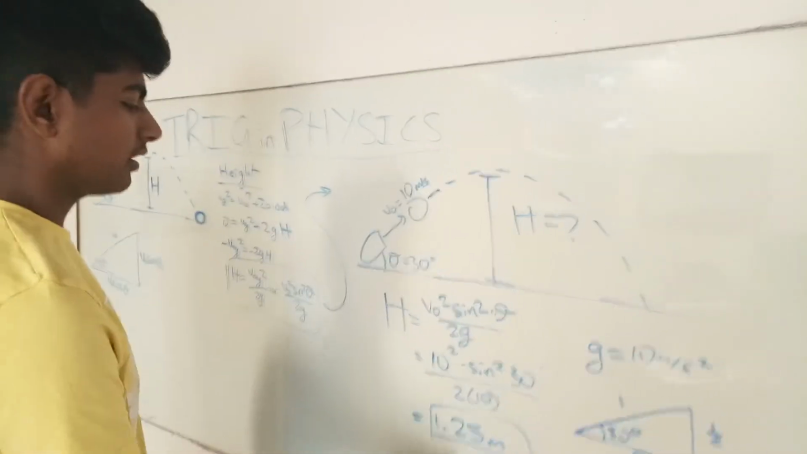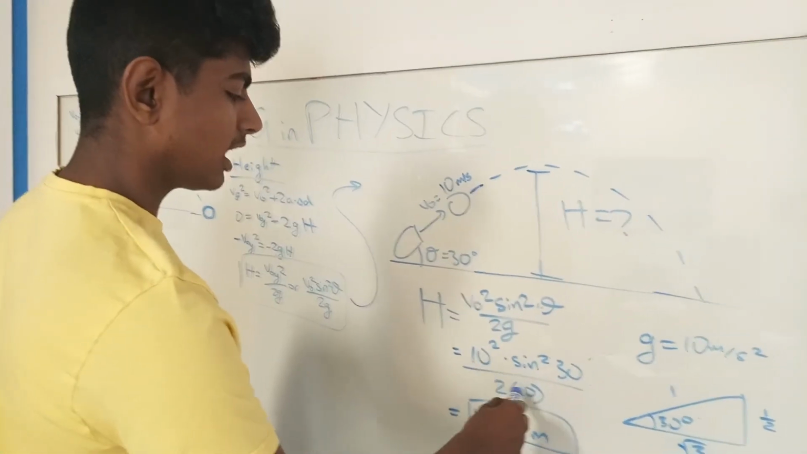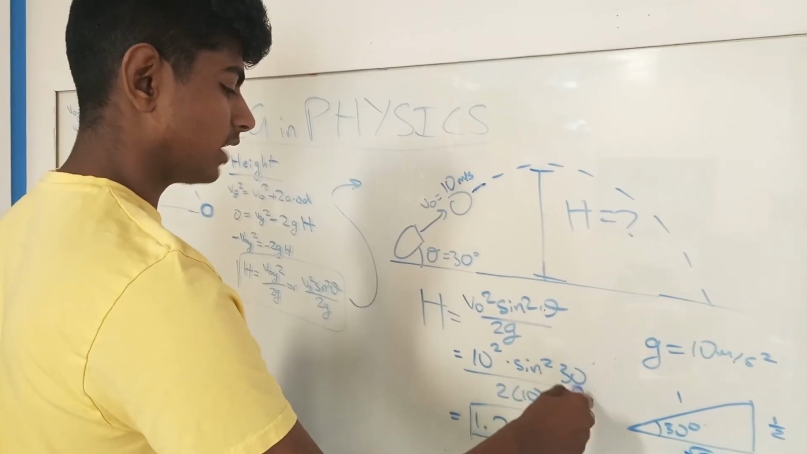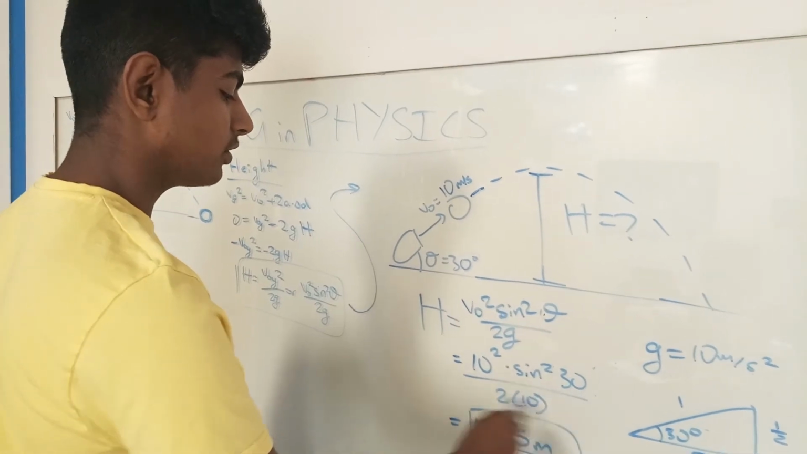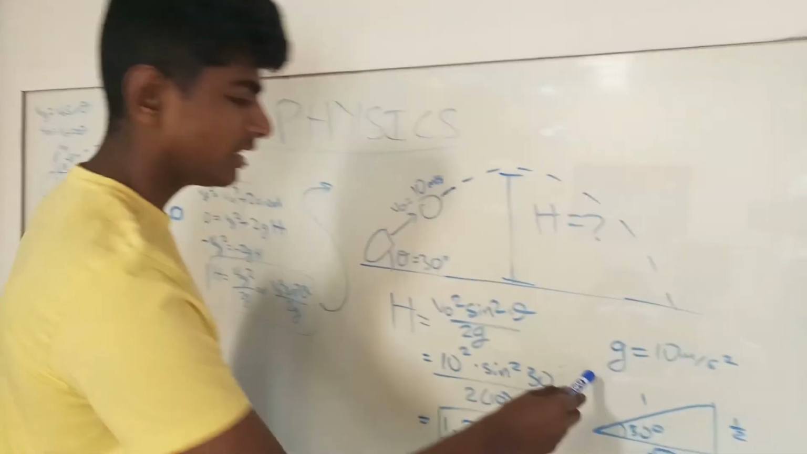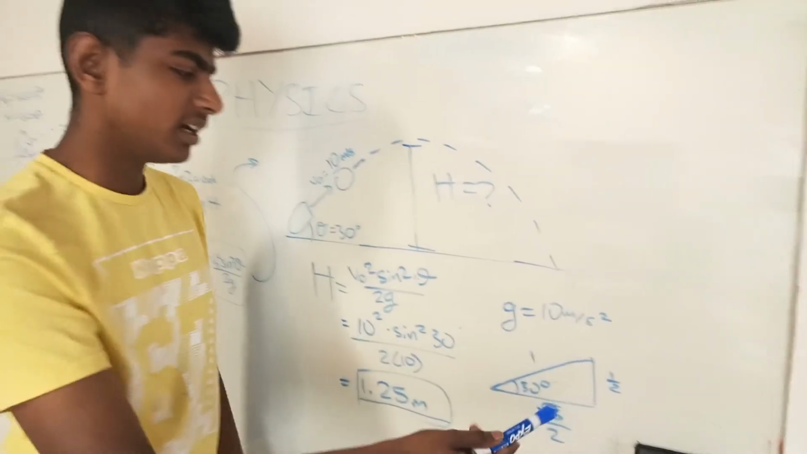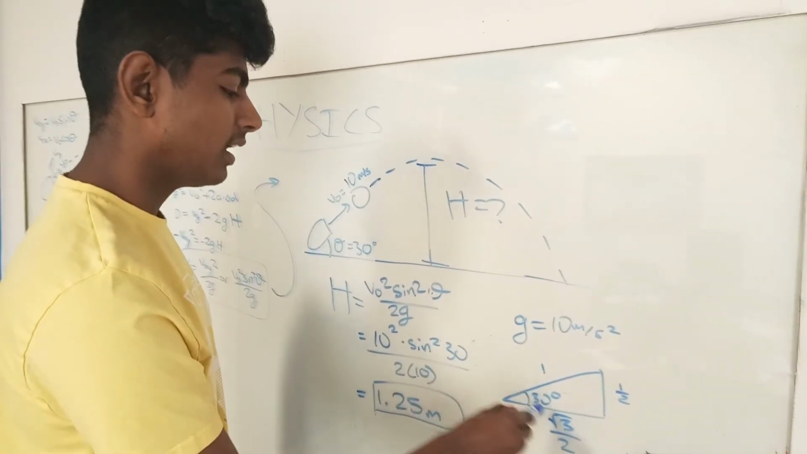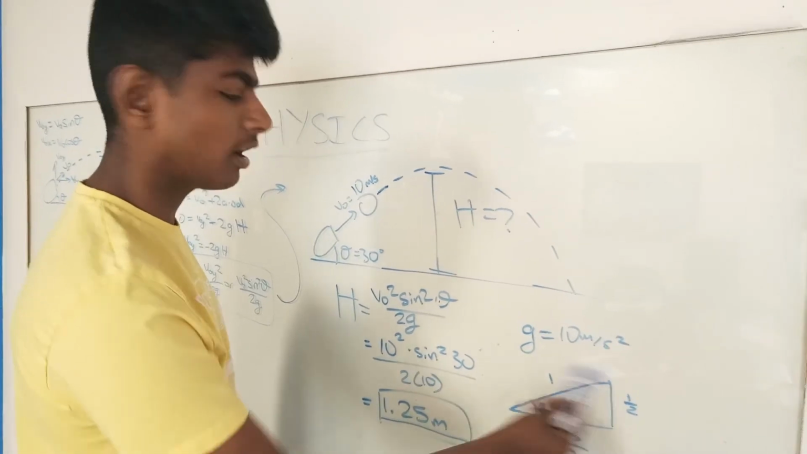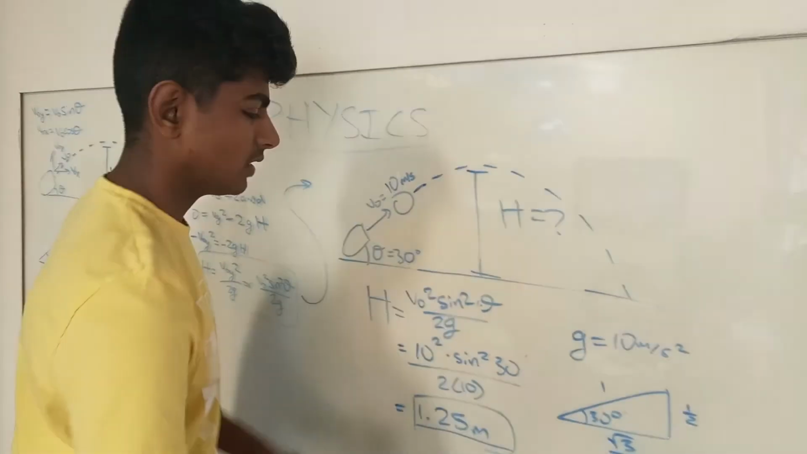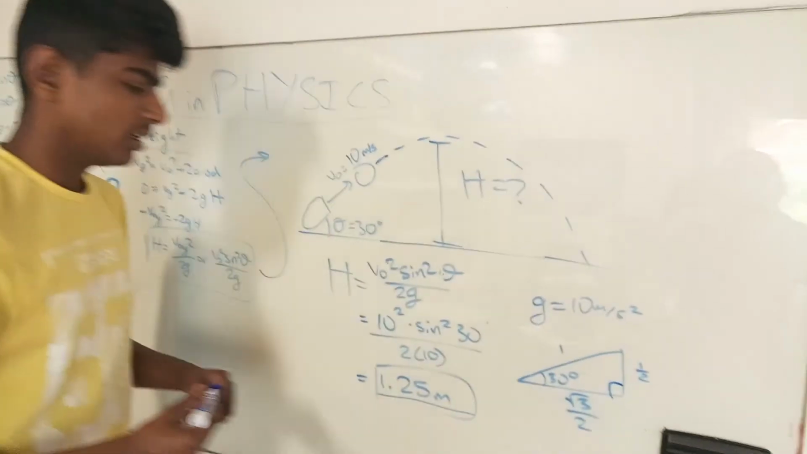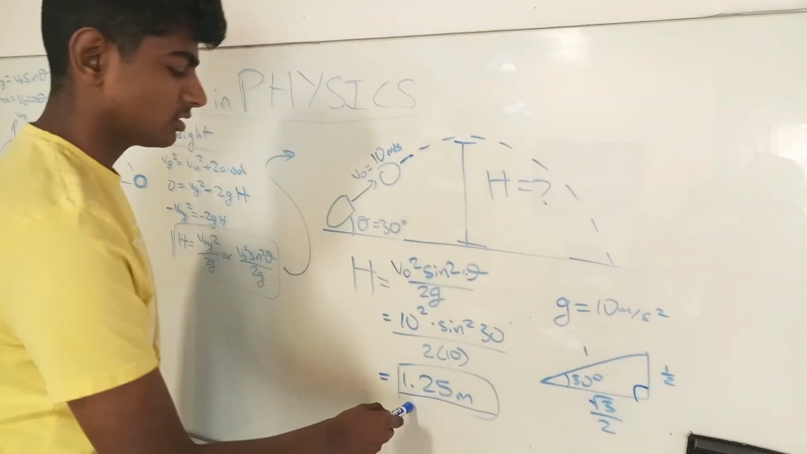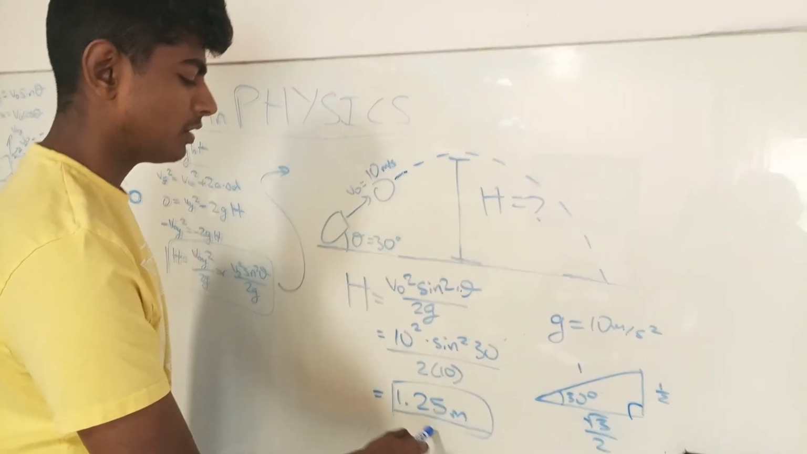So plugging in our values, we get 10 squared times sine squared of 30 over 2 times 10. Here we're taking g as 10 meters per second squared, and we're finding out sine 30 as 1/2 if we draw our right triangle. So now plugging in all the values and solving it, we get height is equal to 1.25 meters.